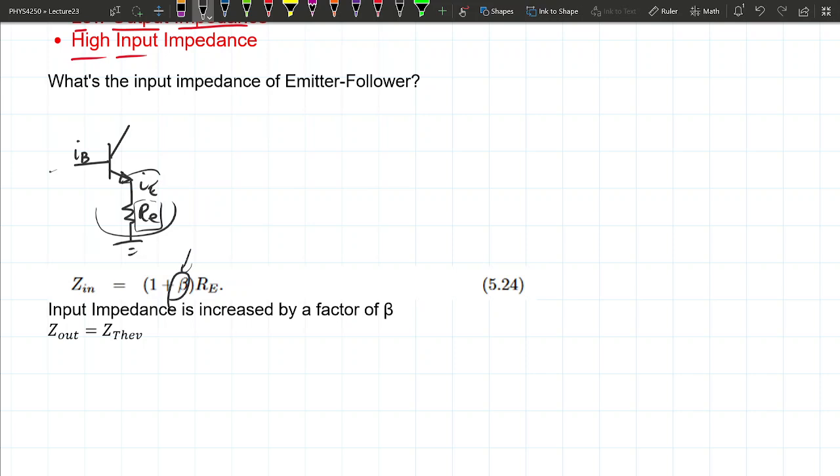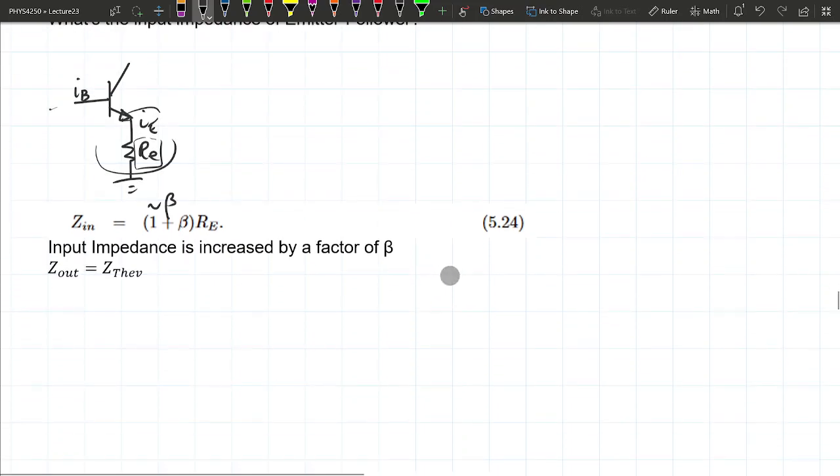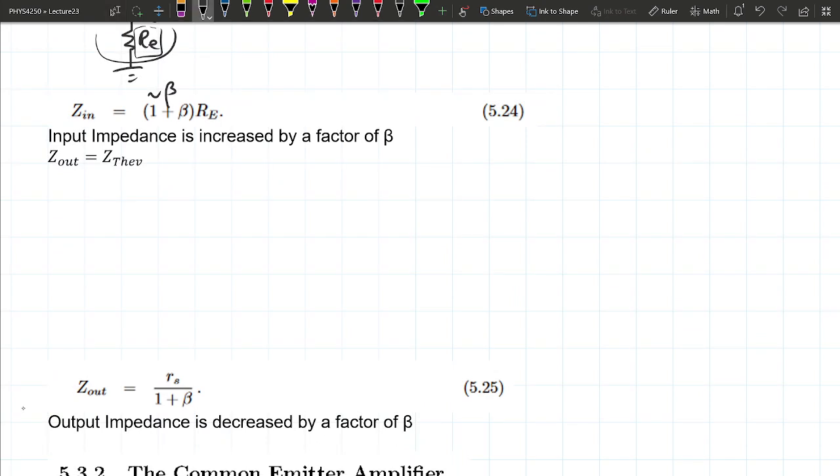The book does 1 plus beta, just to be technically correct, but beta is 100, so 101 is basically 100 to me. You can say that's approximately beta. So what this does is basically increase your input impedance by a factor of 100 just by putting a transistor in the circuit. We want high input impedance, so that makes it good. Output impedance: do you guys remember how to deal with output impedance? Was that the magic name that you guys hate to deal with? Which equivalent?